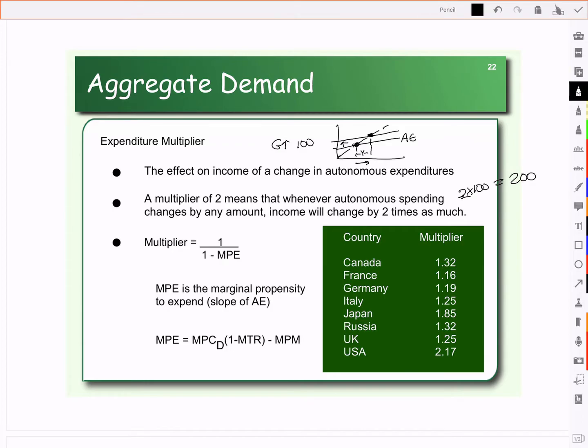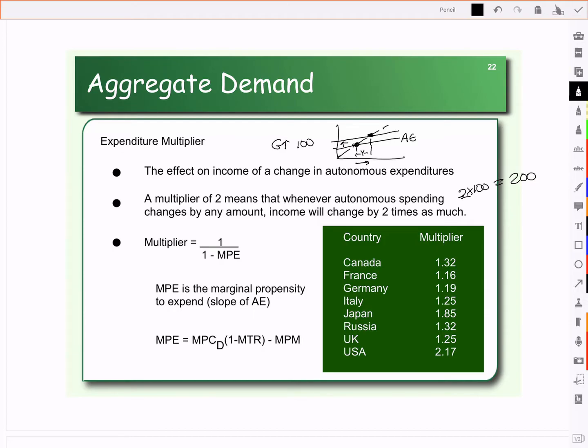When we look at multipliers for different countries, you can see them here. Canada's multiplier is about 1.32. France, you can see a 1.16. Japan, 1.85. The US at 2.17. So we need to figure out where this multiplier comes from to help us understand why the US has a higher multiplier than Canada and why France has a lower one.